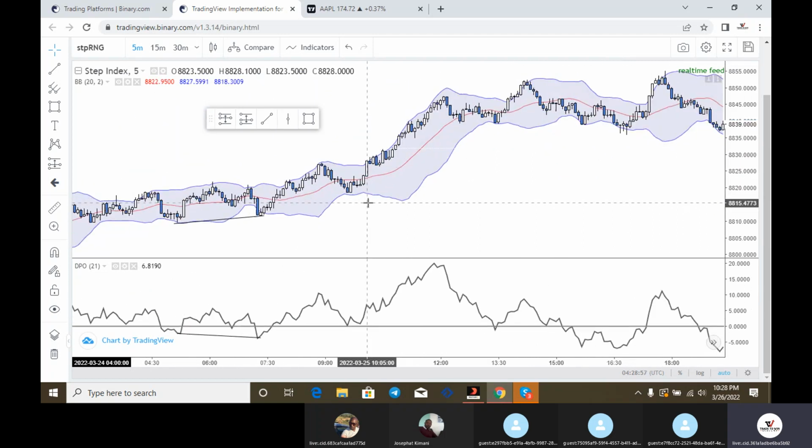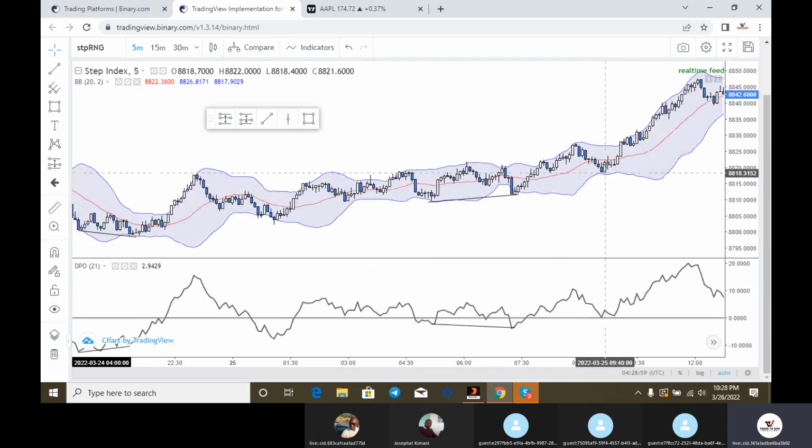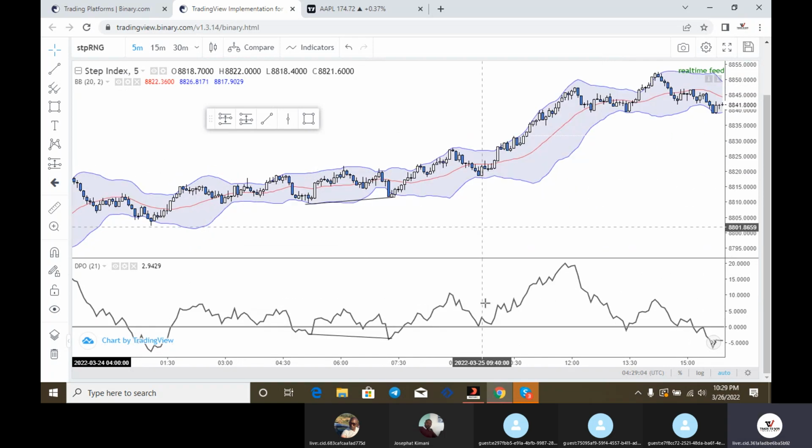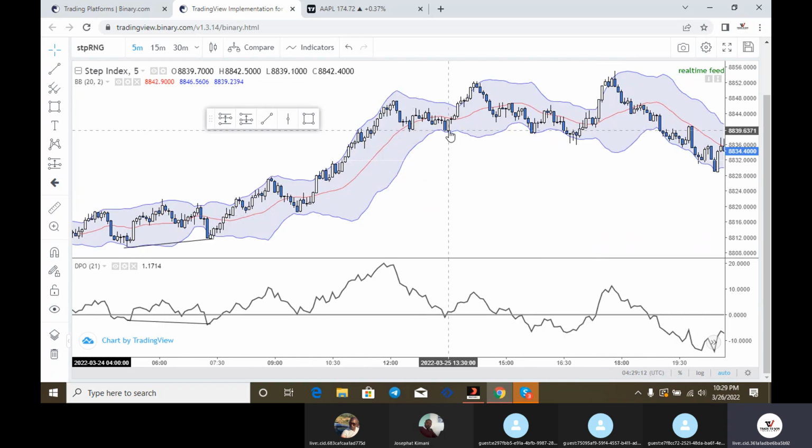I've missed where we stopped. Okay, so this is where price got to the bottom part of the Bollinger Band, and yes, DPO was above the zero line, so you can see how perfect this was. All right, so we have another opportunity here. I mean, this was also good, 1:3. We have another one here.